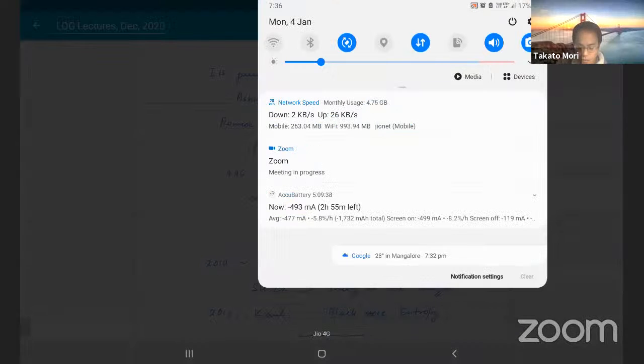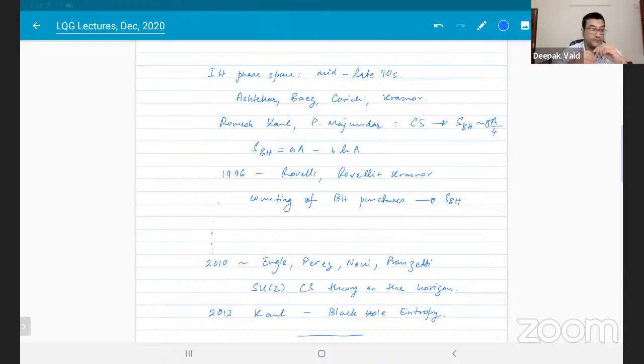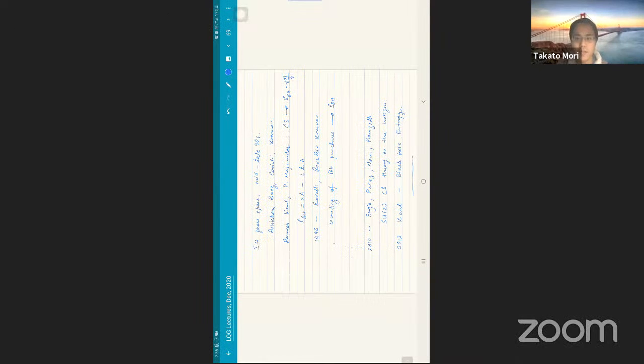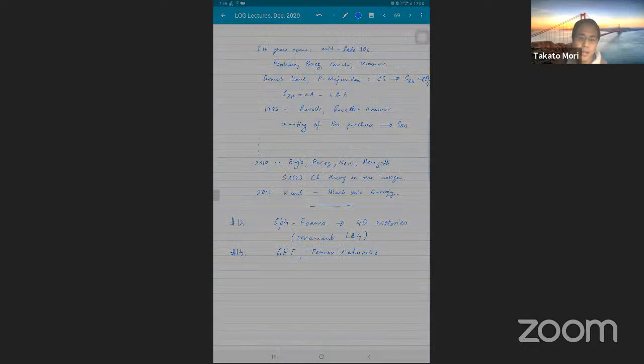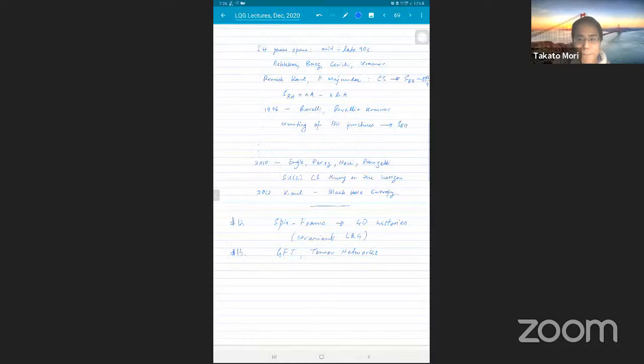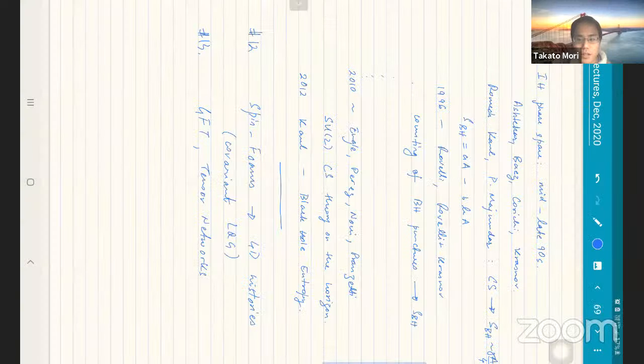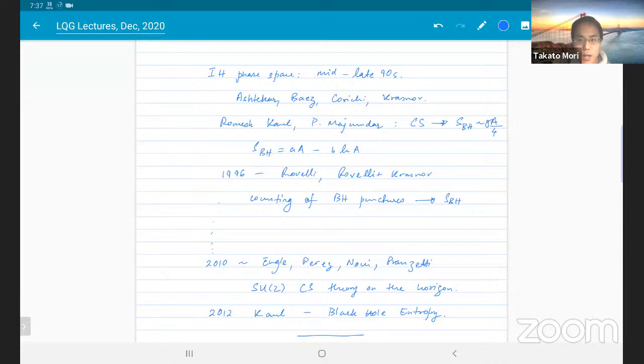Oh, I have a question. So in today's lecture, the isolated horizon boundary condition is naturally derived, but I thought the boundary condition is something imposed by hand.